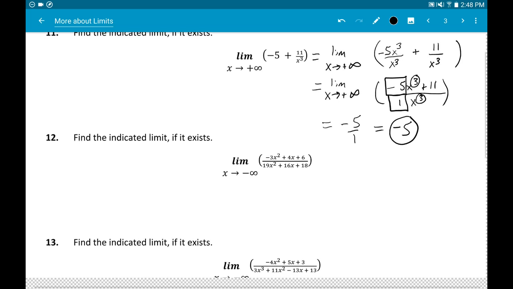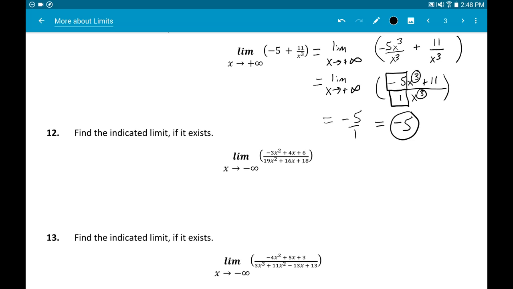Okay. All right, number 12, again, limit at infinity. X is going to negative infinity this time. Look at your big exponents. Again, we've got 2 on the top, 2 on the bottom. So this is exponents equal again. So look at the ratio of the leading coefficients. -3 over 19. So again, as you can see, on these limits at infinity, there's not a lot of work. You just got to know the rule. That's 3 cases. You got to know when to apply each case.